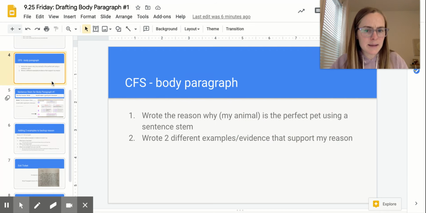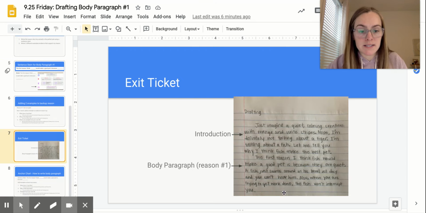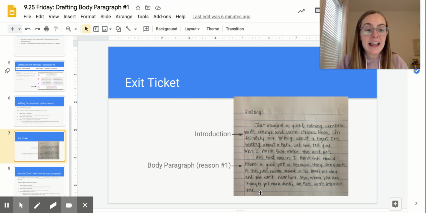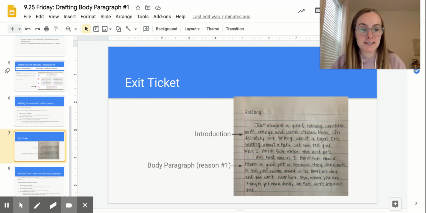Did I get step 2? Step 2 is write 2 different examples or evidence that support my reason. Let's see. A fish just swims around in his bowl all day and you can't hear him. That's one example. Also, when you are trying to get work done, the fish won't interrupt you. That's another example, and they are different. Friends, did you see that? I completed my criteria for success. I got them both correct.